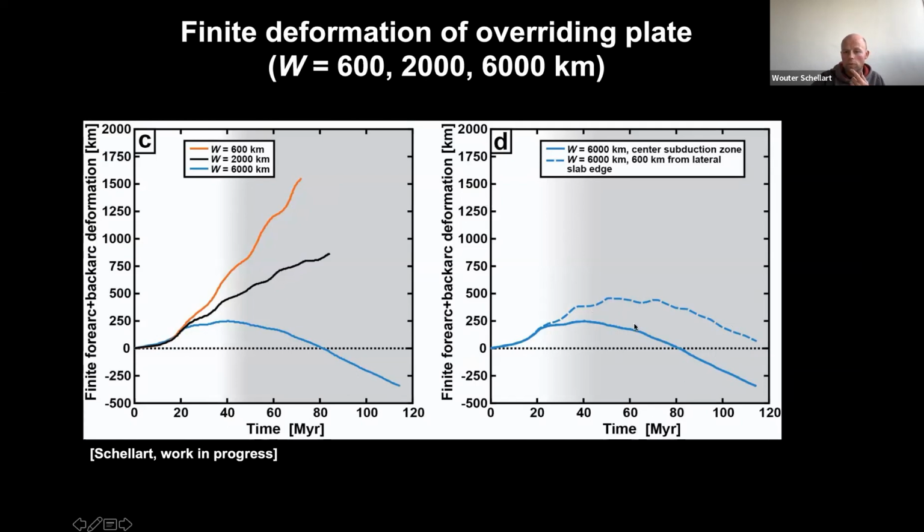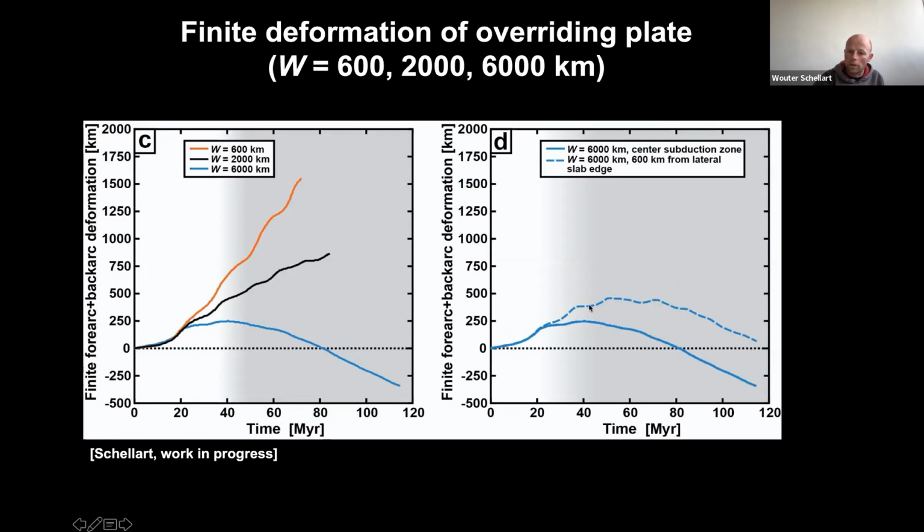So we see, first of all, that the change from shortening to extension occurs at a later stage if we are located close to a slab edge rather than in the center of the subduction zone. So here the change occurs at 40 Ma, 40 million years. And here the change occurs, well, you can say either this is the change or maybe this is actually the change from shortening to extension. So the change from shortening to extension occurs much later.